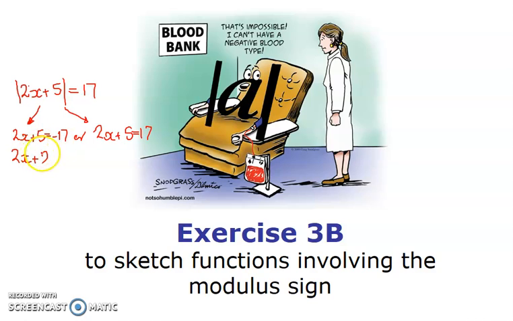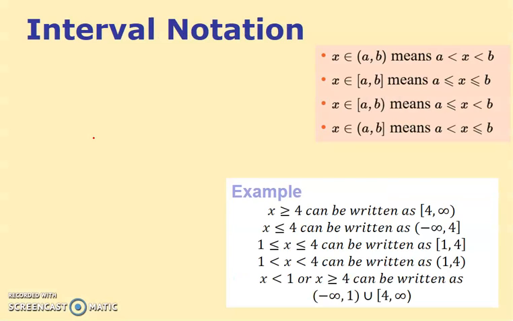Minus 5 equals minus 22 when I move it over. Therefore x is minus 11. Or the alternative is that plus 5 moves over, 2x equals 12, and therefore x equals 6. So I'm showing you this just to remind you that the modulus sign means it could have been positive or negative. And we're going to draw graphs in this session.